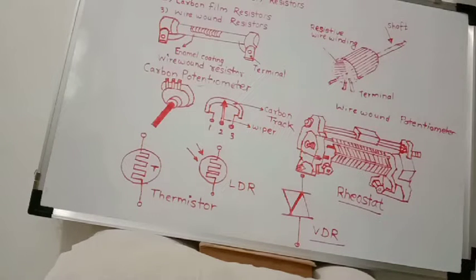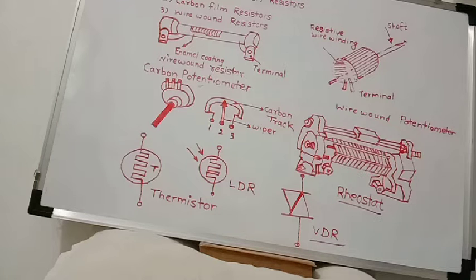Hello students. Today we will learn about the different types of resistors. So we know that there are two types of resistors, fixed resistors and variable resistors. First, today we will study the different types of fixed type resistors.